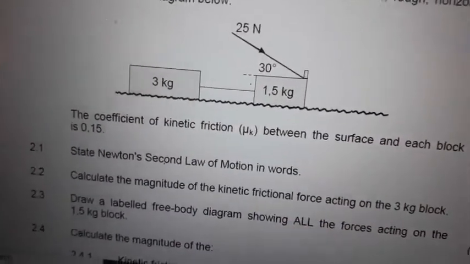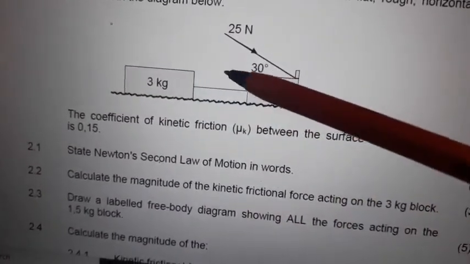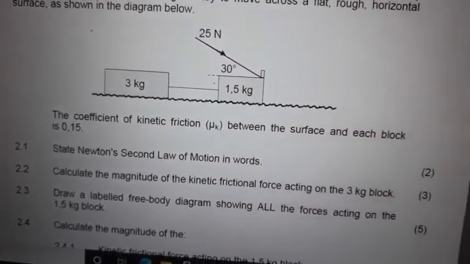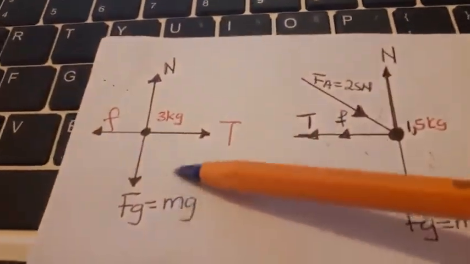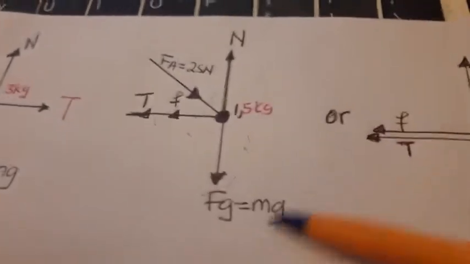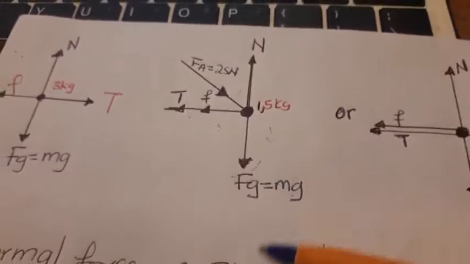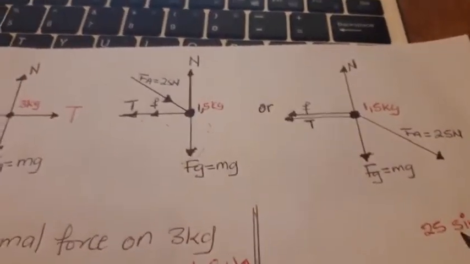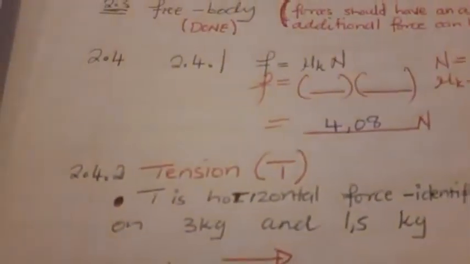So if we're looking at the 2 blocks, we've got this cord. As this body is moving to the right, we want to calculate the tension. The first part is to draw the free body diagrams of the 2 bodies. So this is our 3 kg free body diagram, we already have it, and this is our 1.5 kg. Then the next part is to write the expression of net force on each: the expression of net force on 3 kg and the expression of net force on 1.5 kg.